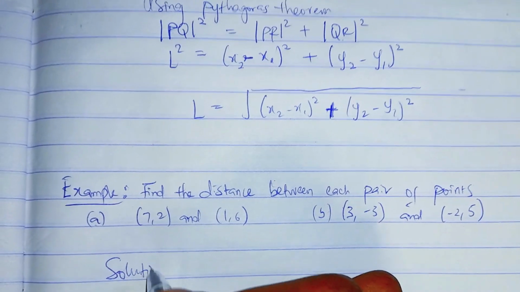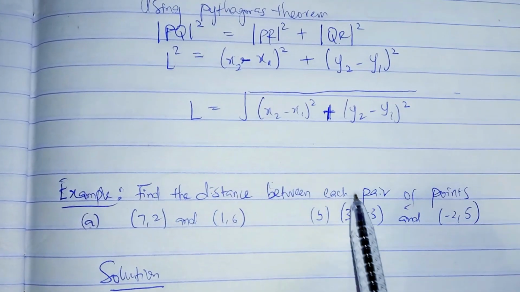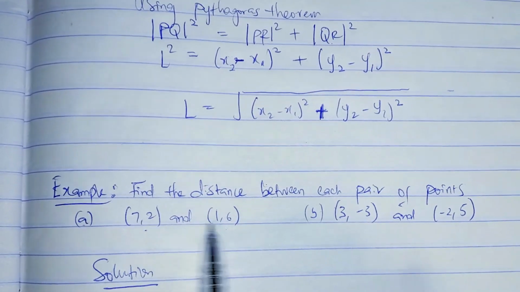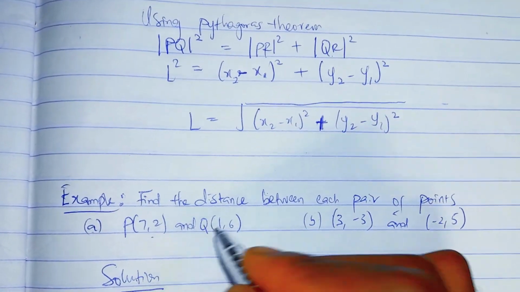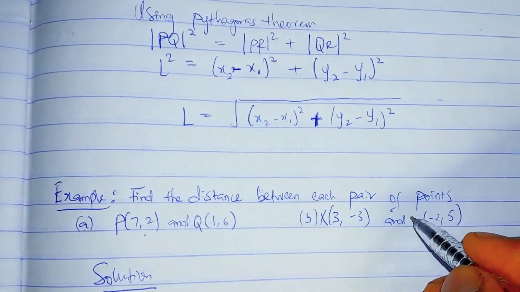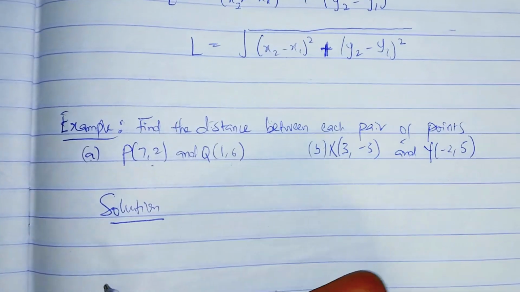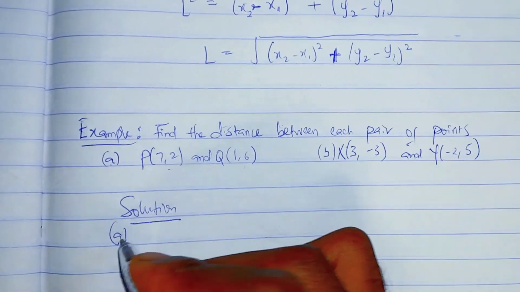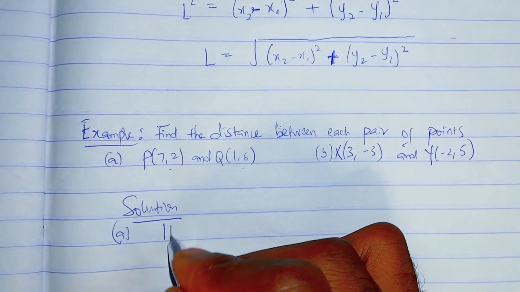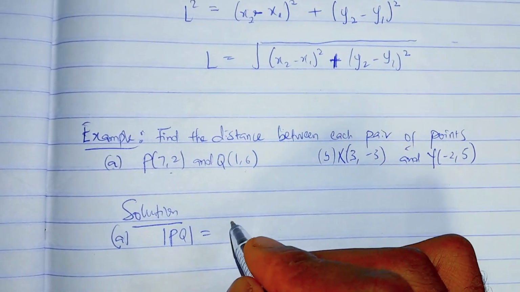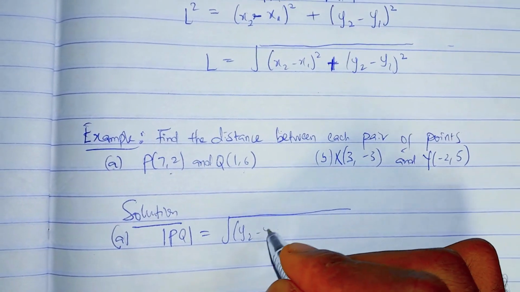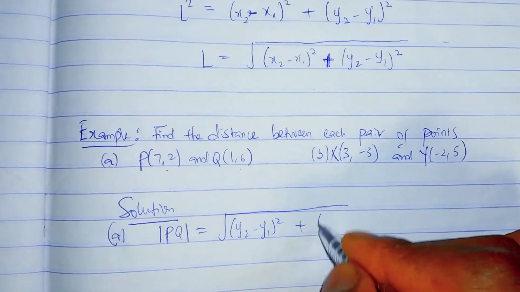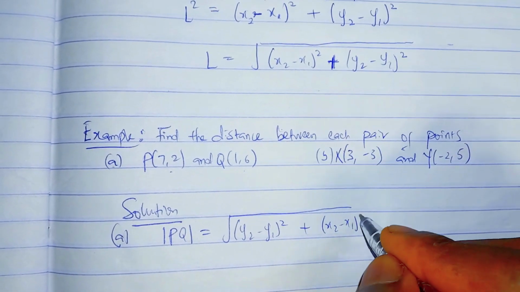Now in this case, to solve these two questions very quickly. Solution: find the distance between each pair of points, this and this. So if we say this is P and this is Q, how do we solve? If we say this is X and this is Y, how do we solve? Now in this case, for A, distance along PQ becomes the square root of y2 minus y1 all squared plus x2 minus x1 all squared.